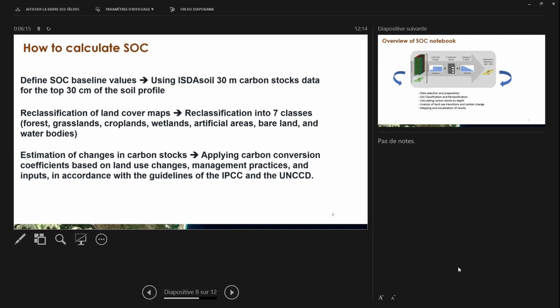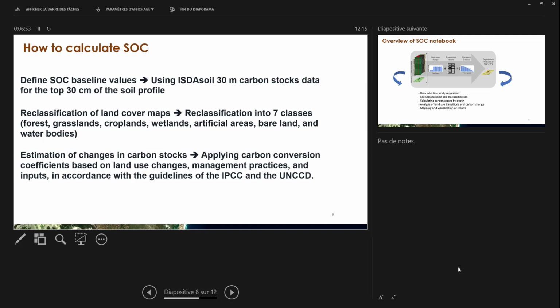To define the soil organic carbon, or to estimate this sub-indicator, we need to define the baseline values using the iSDA soil data, which has a 30-meter spatial resolution showing the spatial distribution of the carbon stocks data for the top 30 centimeters of the soil profile. And then we also used the reclassification of the land cover maps into 7 classes, which are the forest, grasslands, croplands, wetlands, artificial areas, bare lands, and also the water bodies.